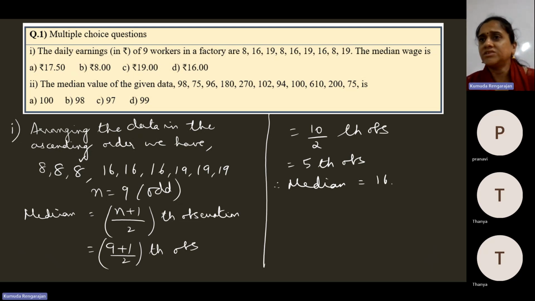Arrange the data in ascending or descending order. So that's what we do first. Then how many values are there? 9 values. So n is 9.